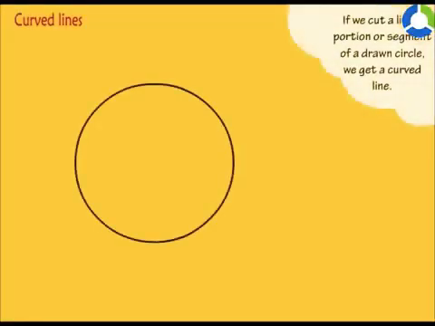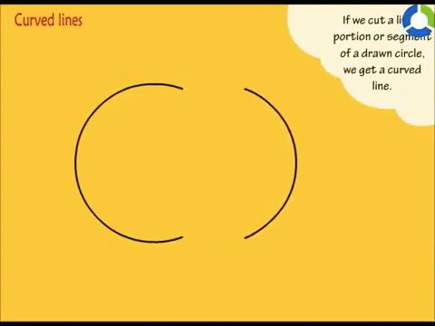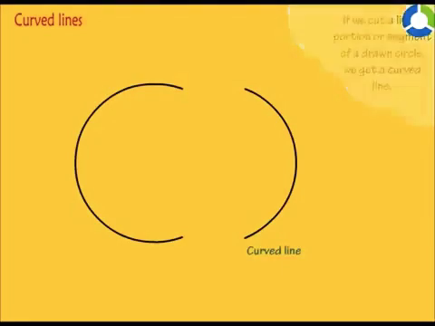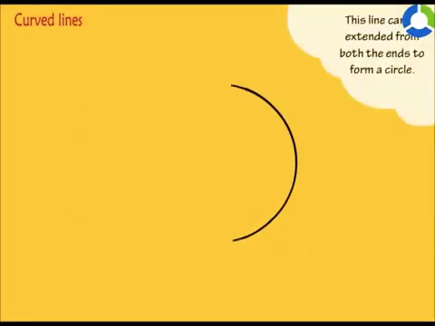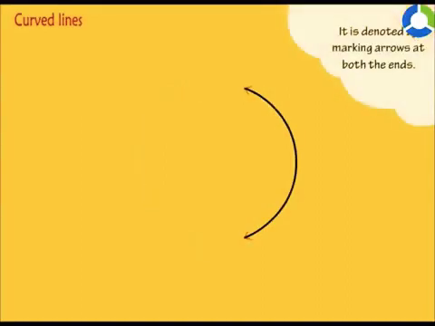Curved lines. If we cut a little portion or segment of a drawn circle, we get a curved line. This line can be extended from both the ends to form a circle. It is denoted by marking arrows at both the ends.